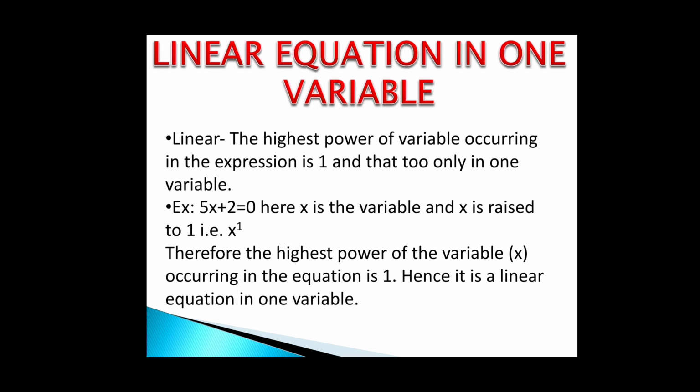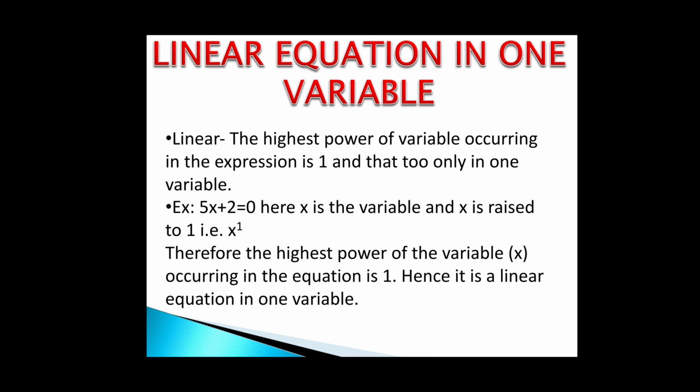What do you mean by this? Now see children, I have an example. 5x plus 2 is equal to 0, correct? Now what is the variable here? Variable is x. Now, what is the highest power of x? Highest power means x is raised to what? x is raised to 1. So the highest power is 1. So this means it is linear, okay?